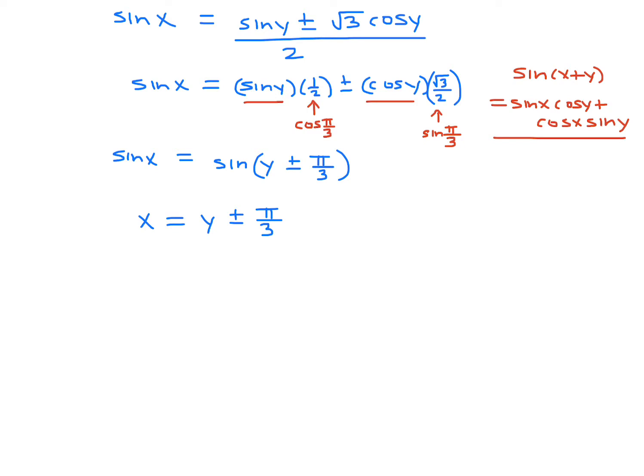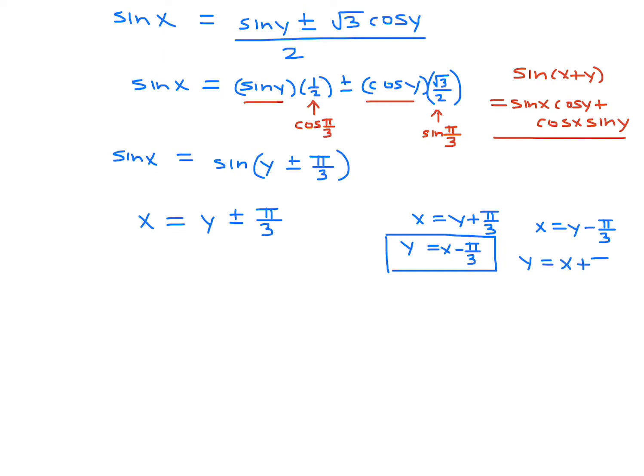So this gives me a couple equations, right? It gives me first equation, which is x is equal to y plus pi over 3. Isolating for y is equal to x minus pi over 3. This is my first equation. The other equation I get, of course, from here is that x is equal to y minus pi over 3. And isolating for y, you get y is equal to x plus pi over 3. Like that.